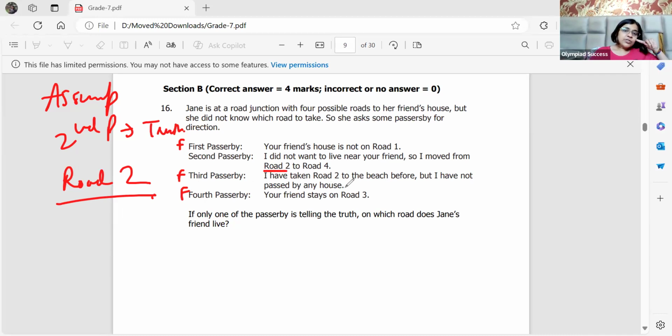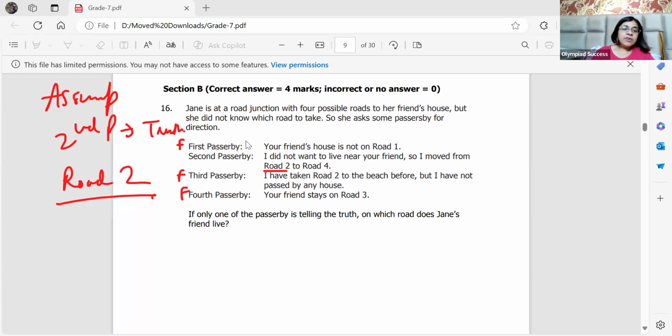This is false, that there was no house on the beach. So this is okay. This is not contradicting because that is false. The fourth one, your friend stays on road 3, lying, no problem. But the moment the first person's statement comes, which is false, that he is not on road 1, can that mean that the person can be on road 2 and road 3 both? Yes, it's contradicting. So, second passerby is also lying now.